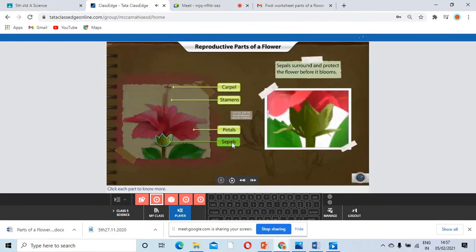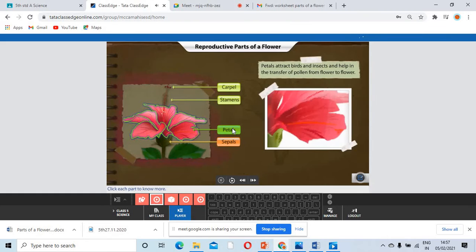Okay, first I am going to click the sepals. Sepals are leaf-like structures that surround and protect the flower before it blooms. Next, the petals. Petals, the brightly colored whorl of the flower, attract birds and insects and help in the transfer of pollen from flower to flower. Next we'll move to stamens.